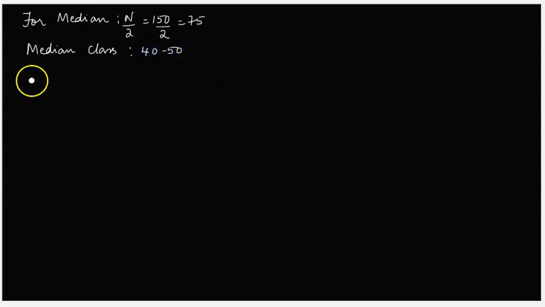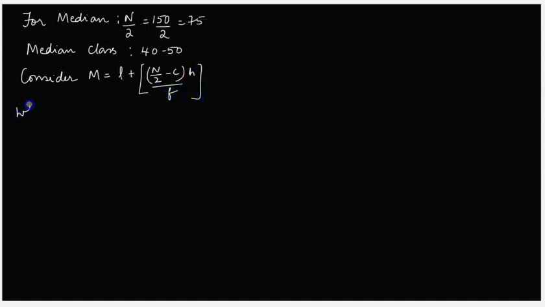We next calculate the median. So for the median, we have to calculate n divided by 2, which is 150 divided by 2, equal to 75. In the CF column, find the value which is greater than or equal to 75 and then check the corresponding class interval, which is called the median class, and in this case the median class is 40 to 50. Then the median is calculated using the formula M is equal to L plus (n by 2 minus C) into h divided by f.